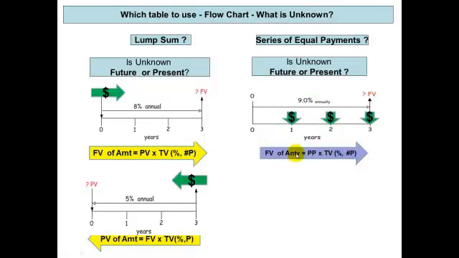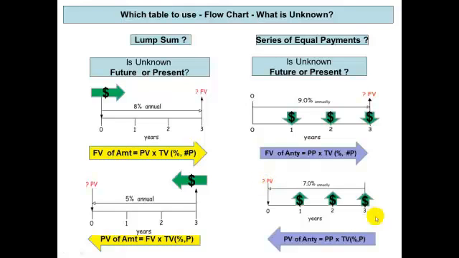And the last possible choice for this flow chart would be if you're dealing with a series of equal payments and you know that the unknown is in the present. For example, you've made 3 equal periodic payments and you know that the interest rate at the time you made these was 7%, then what are these 3 payments worth in today's dollars, which is at time 0? Well, the formula you're going to use for that will be the present value of an annuity, where the periodic payment, which you have to know, times the table value, which in this case would have been 7% for 3 periods.